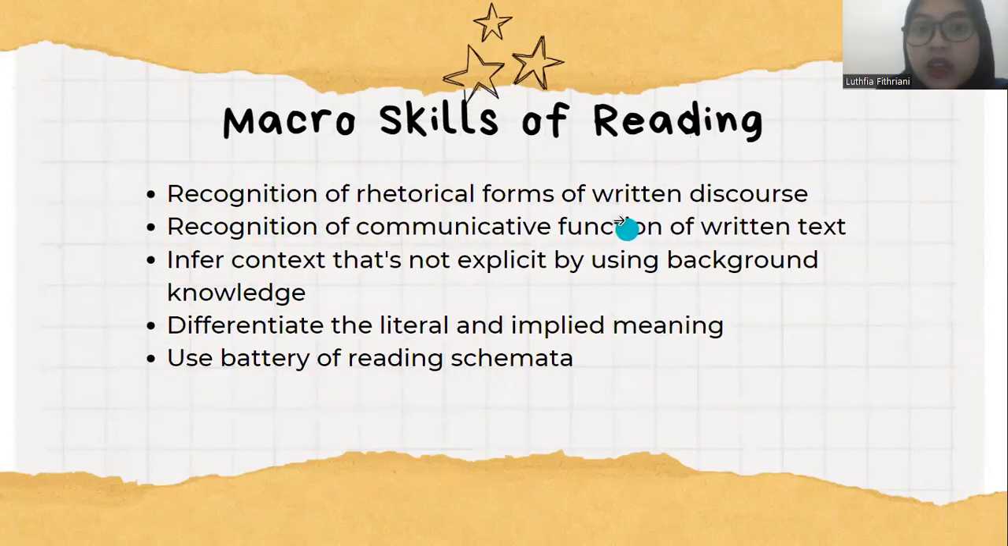On the other hand, the macro skills of reading include recognition of rhetorical forms of written discourse, recognition of the communicative function of written text, inferring context that's not explicit by using background knowledge, differentiating the literal and implied meaning, and using a plethora of reading schemata.